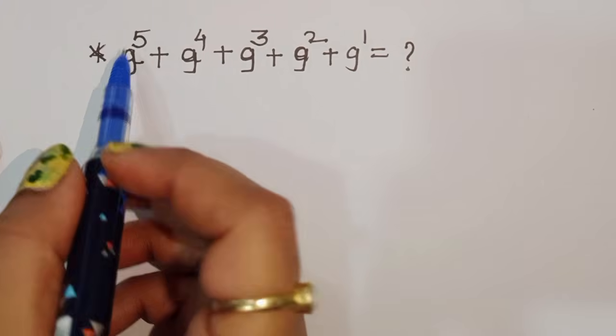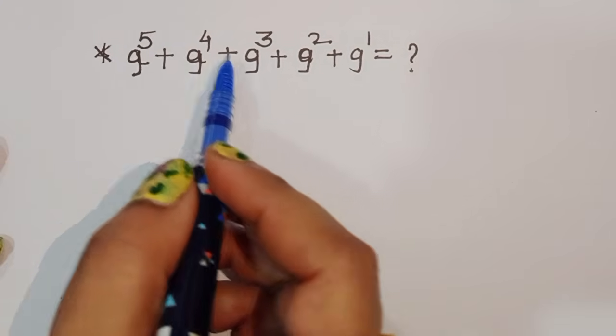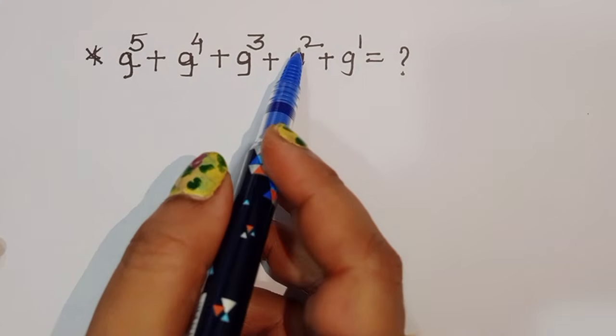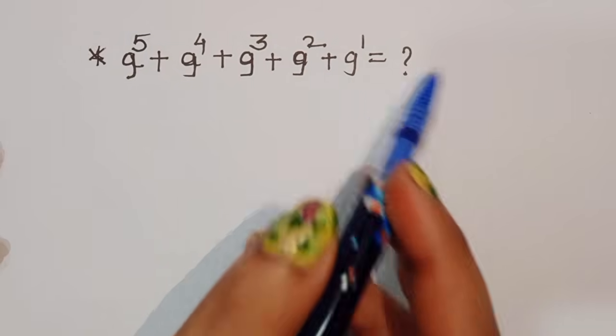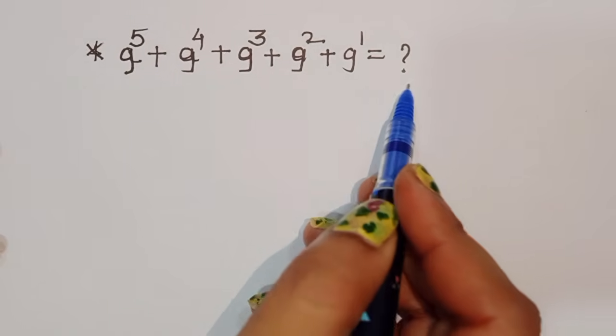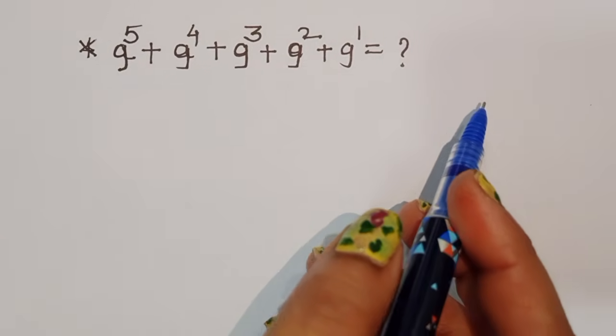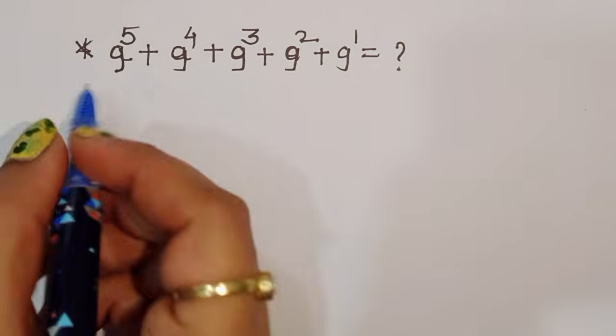Question: given 9^5 + 9^4 + 9^3 + 9^2 + 9^1 is equal to what? We have to find out the value of this. How can we find it out? Let's see the solution.